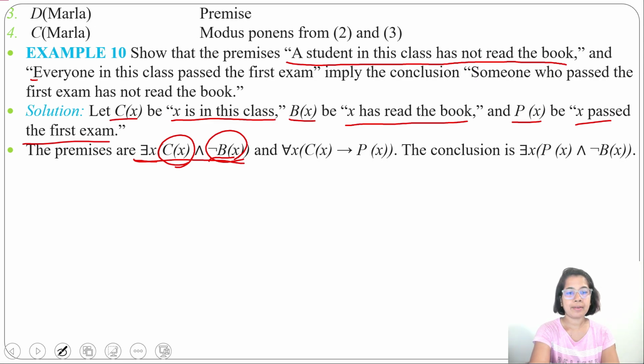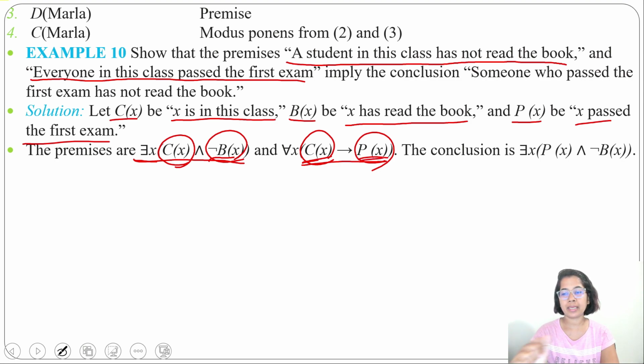Next statement: everyone in this class passed the first exam. So for all x, C of x implies P of x. Everyone from this class passed the exam. C of x means x belongs to this class, and P of x means x passed the exam.